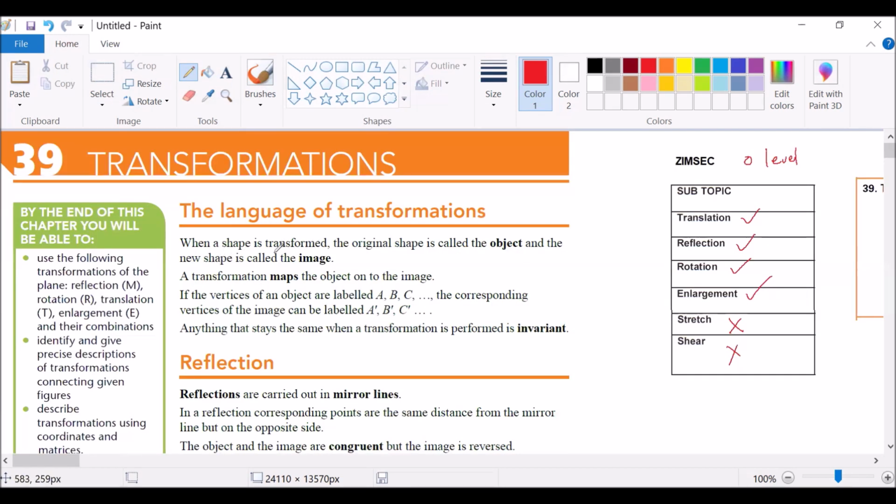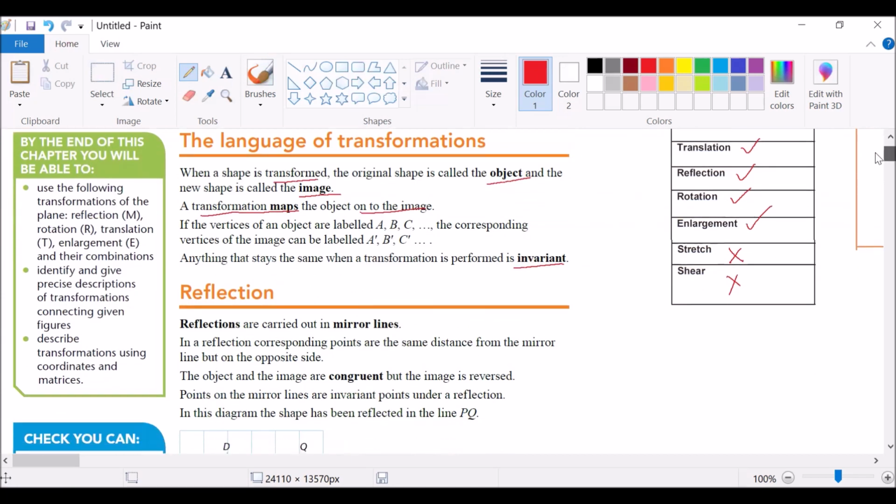The language of transformations. When a shape is transformed, the original shape is called the object and the new shape is called the image. A transformation maps the object onto the image. The vertices of an object are labeled A, B, C, and so forth. Corresponding vertices are labeled A dash, B dash, C dash. Anything that stays the same when a transformation is performed is invariant, which means it doesn't change.